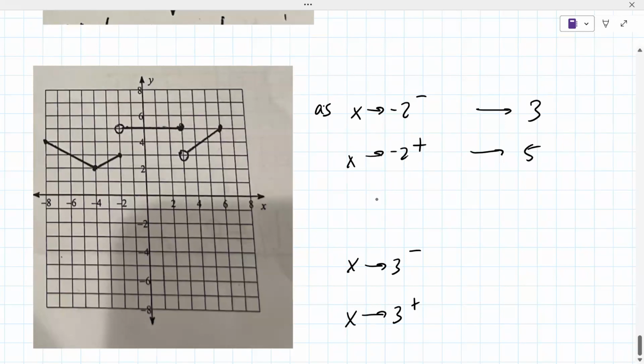And then as x approaches 3 from the left, f of x equals, I think this is 5. It was 5. Good. And then as x approaches 3 from the right, f of x equals 3. What number did you say? 3. Yes. Good. All right. Any questions that you have on middle behavior? Nah, I think I'm getting it.